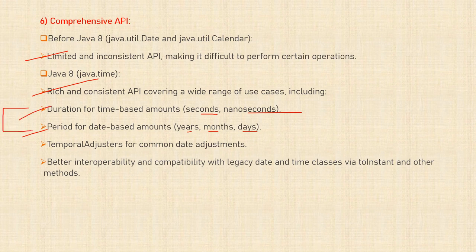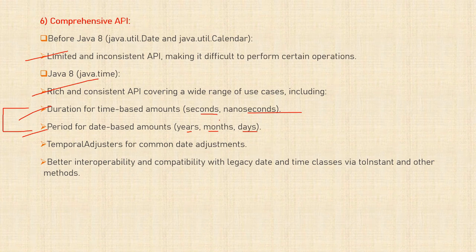So we'll see the difference between Duration and Period. Duration means time based, and Period means year, month, and day based. Let's imagine we have two dates, and you are going to compare the difference between both days. So what will be your date of birth? Let's imagine your date of birth is 1st January 1990. And then you want to calculate the age.